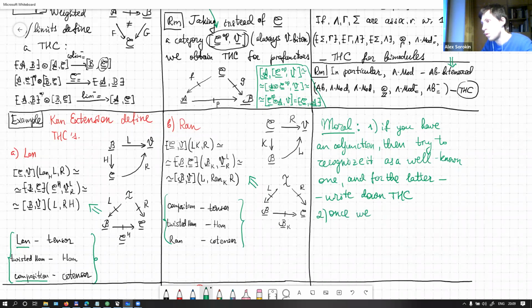And second, think that once we have Tensor-Hom-Cotensor, we can use coherent calculus and other tools.